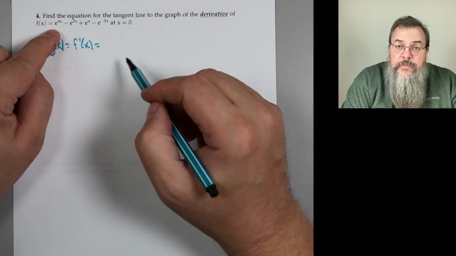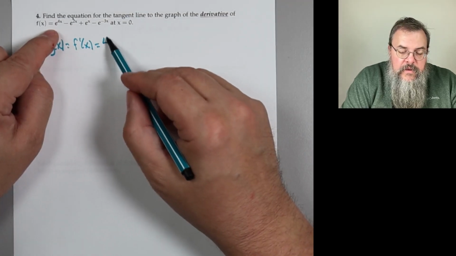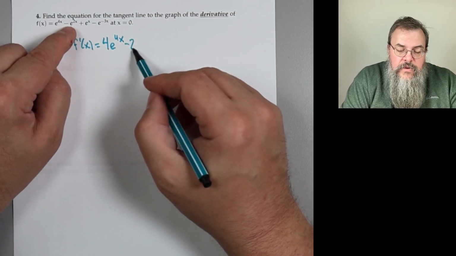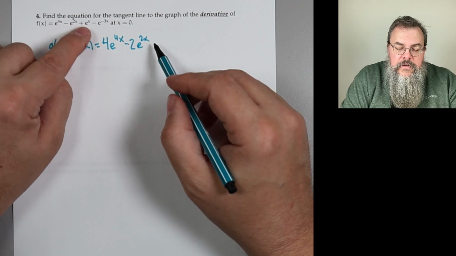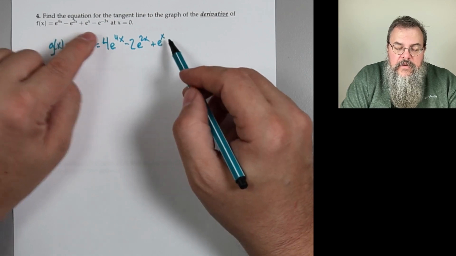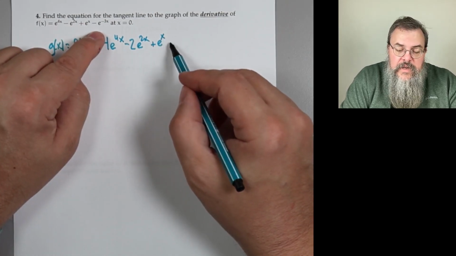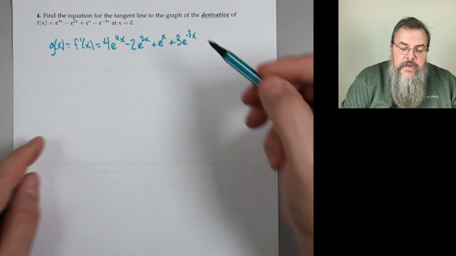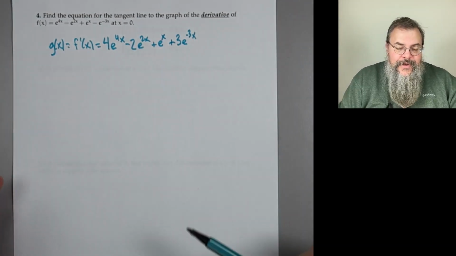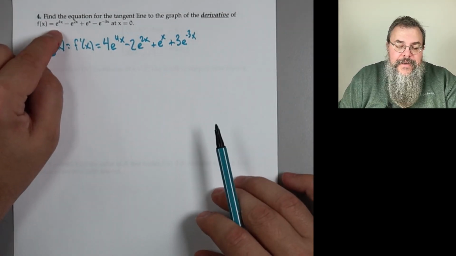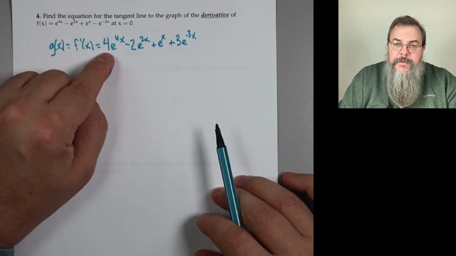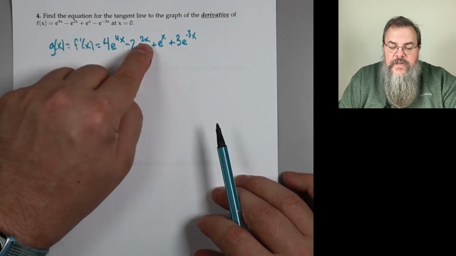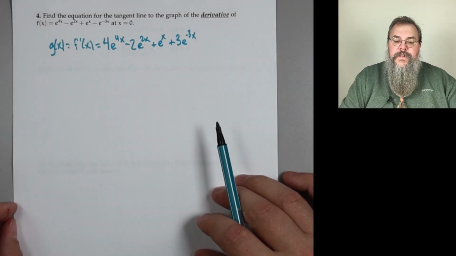So let's go through. Derivative of e to the 4x, 4e to the 4x. Derivative of e to the 2x, 2e to the 2x. Derivative of e to the x, e to the x. Derivative of minus e to the minus 3x is plus 3e to the minus 3x. Now, what are we doing here? Chain rule, right? Derivative of the inside is 4, so that's where that 4 is coming from. It's e to the function times derivative of the function, and so forth and so on.